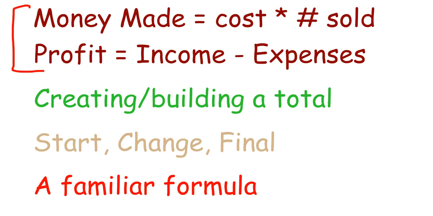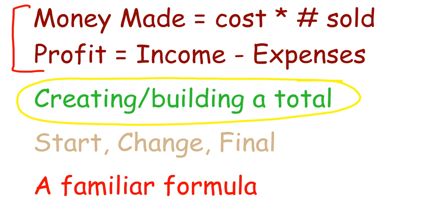We also looked at some situations where we are building a total from the ground up. So we have a total number of miles that we need to travel, and we're breaking it into smaller pieces that all are brought together. We have a total number of words that we need to type, and we're breaking it up into smaller pieces that all get typed together.